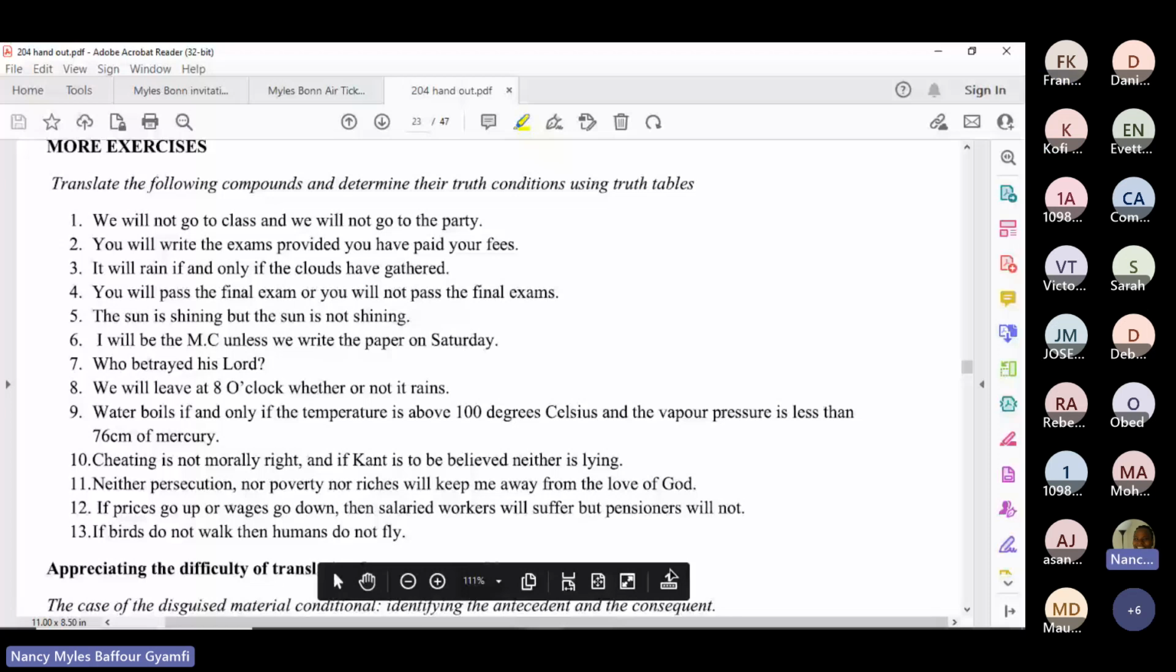So you write the exam provided you have paid your fees. If you have paid your fees, then you write the exam. That's what the person is saying. Let F be you have paid your fees. Let E be you will write the exam. How will you symbolize? I want a chorus answer. F conditional E. Well done. That's correct. It's F conditional E.